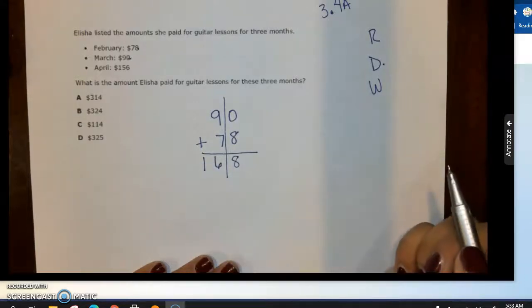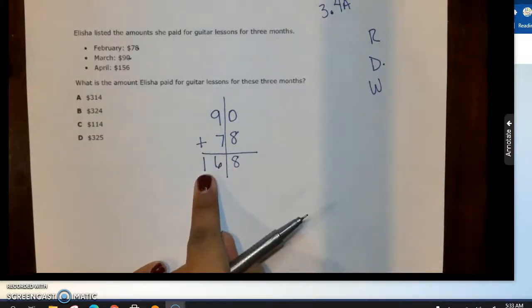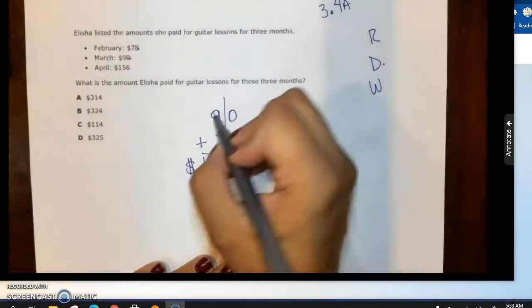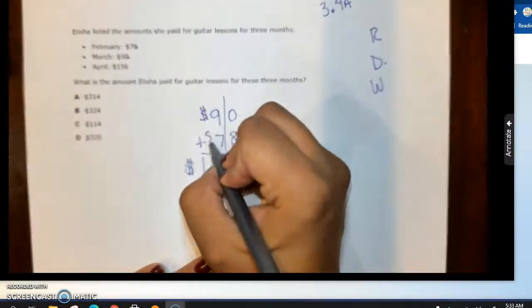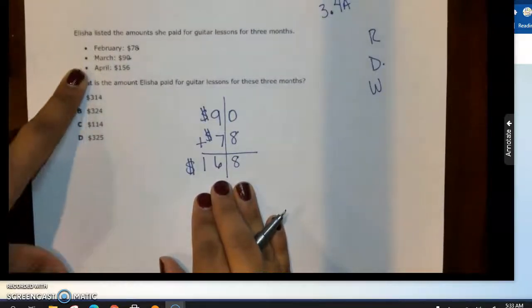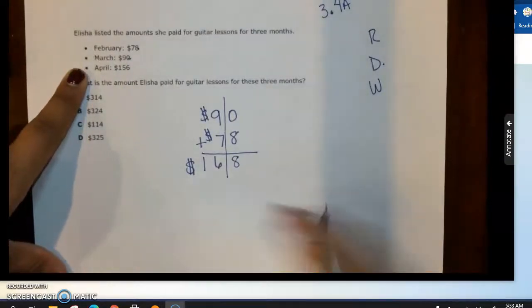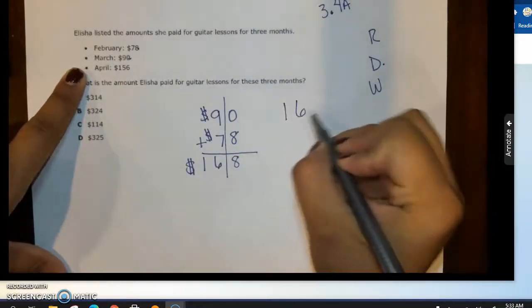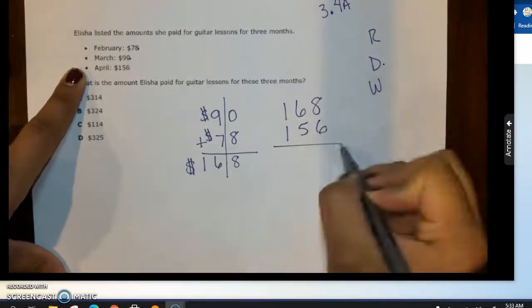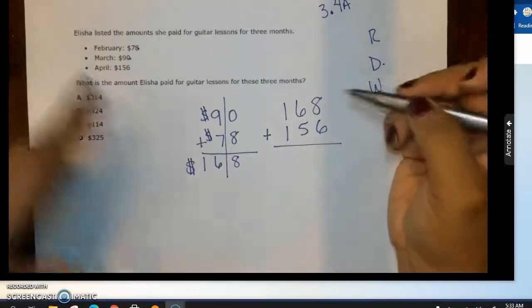16. So right now I'm at $168. That's another thing Miss Hiller forgot, her dollar sign. So remember, we have a third month that we need to add. So we're going to take our 168 and add $156 to it.